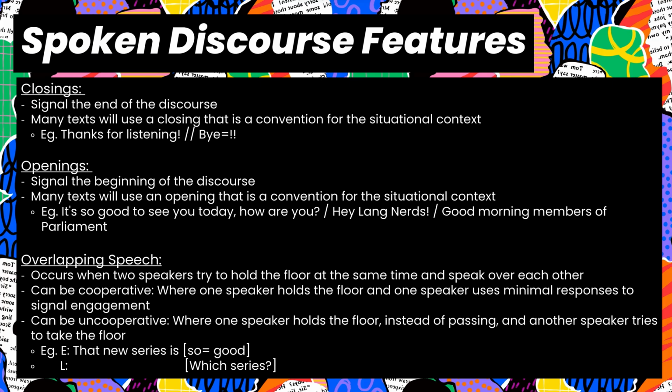On the flip side, we also have uncooperative overlapping. And this occurs when one speaker is holding the floor, and instead of passing the floor to another speaker, that other speaker who is looking to take the floor has to start speaking over the top of our first speaker. So I've got an example of an overlap here where E says, "That new series is," and then at the same time, E and L say, "so good, which series?" And so my question for you all is, is this a cooperative or an uncooperative overlap? And if you think you know the answer, add it to the comments below.